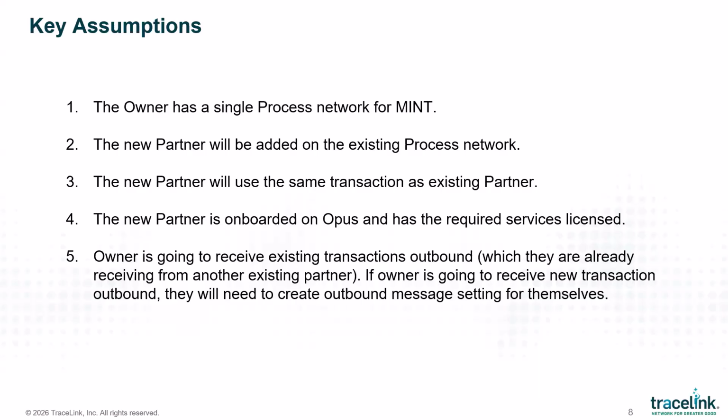Fifth, we assume the partner is already onboarded in Opus and has all the required services licensed. Finally, the owner will continue receiving existing outbound transactions. If new outbound transactions are required, the owner must configure the outbound message settings independently. These assumptions help maintain clarity, consistency, and controlled implementation scope.